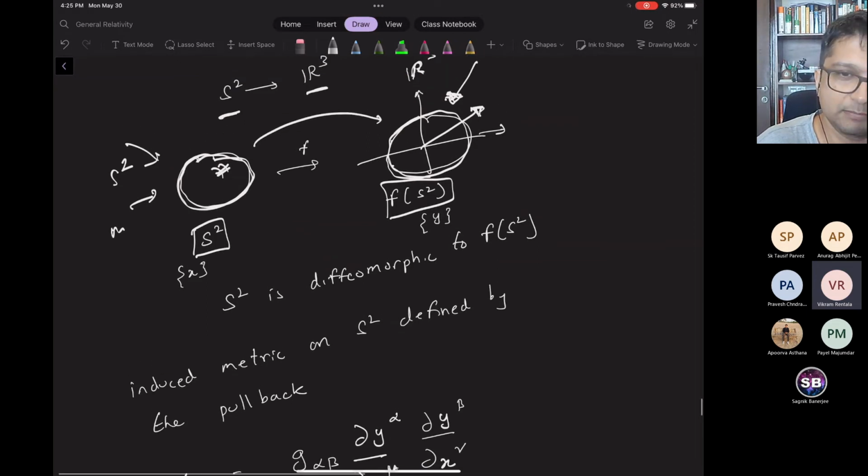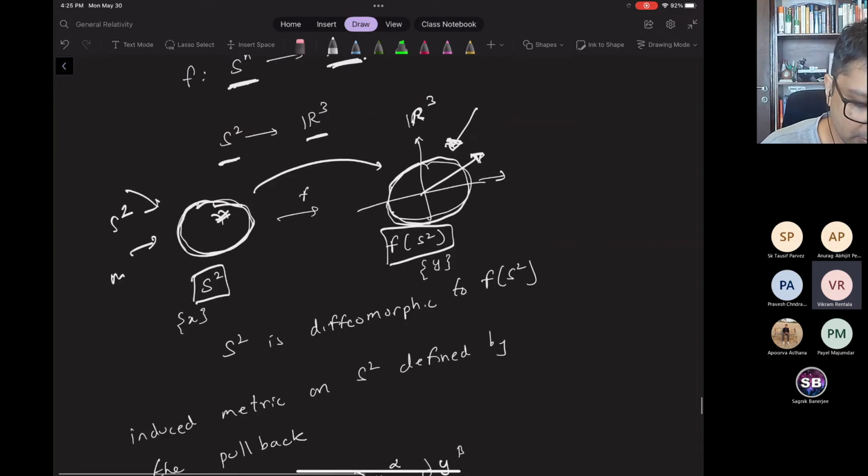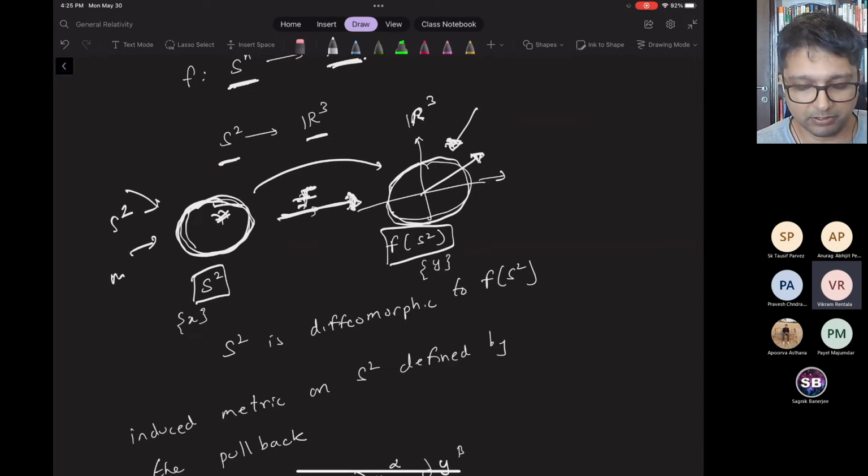Well, what we need is a metric. And what we've seen is that if I have a smooth mapping from here to here, this is a smooth mapping. This is not a diffeomorphism, because I'm only mapping to a submanifold of this R3. So F is not a diffeomorphism. Of course, if I restrict myself only to this image of S2, then it is a diffeomorphism, but on the full R3, it's not a diffeomorphism.